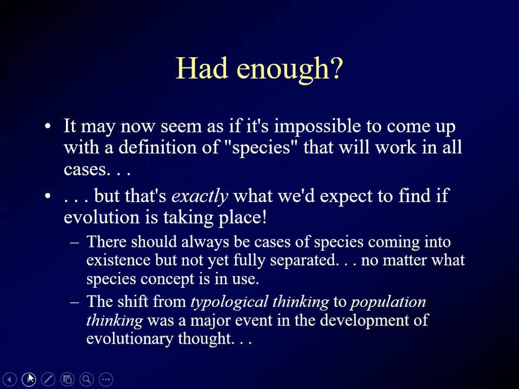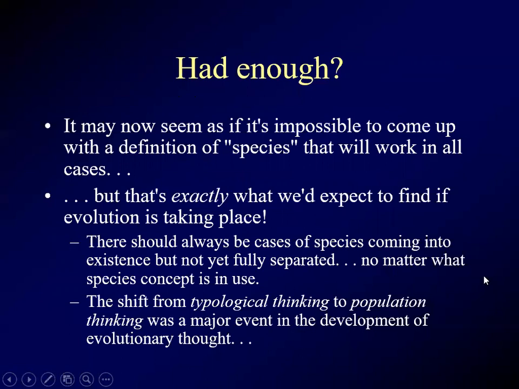And again, if this sounds messy, that's exactly what we would expect to find if evolution really is taking place. You should always have species that are coming into existence but not fully separated, or maybe that were partially separated but now are coming back together, or are beginning to separate but not quite, or mostly separated but they're still exchanging genes. No matter what species concept is in use, this kind of ambiguity is what you should expect.